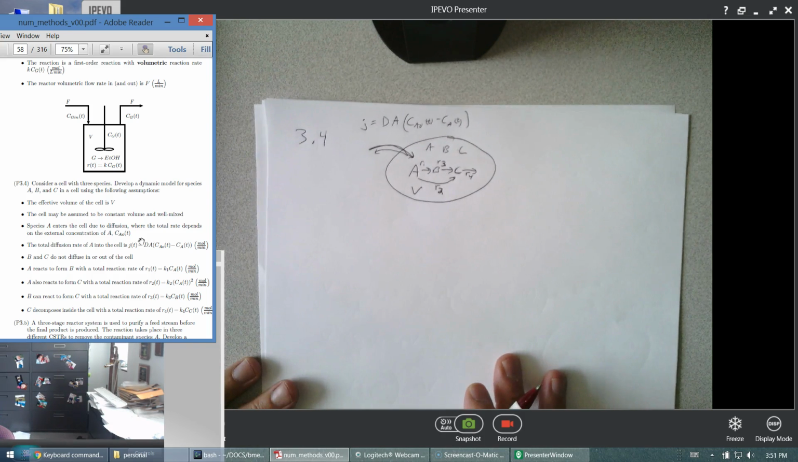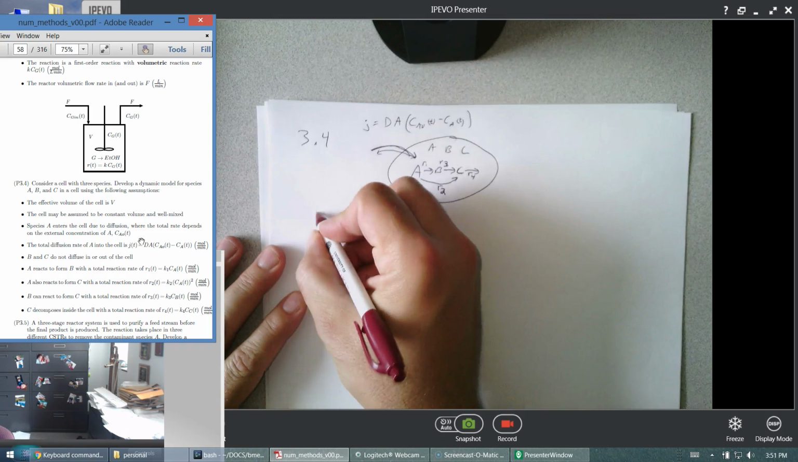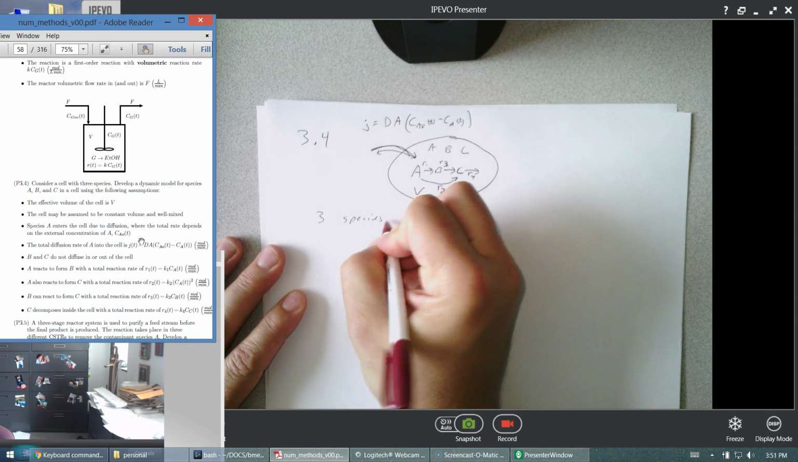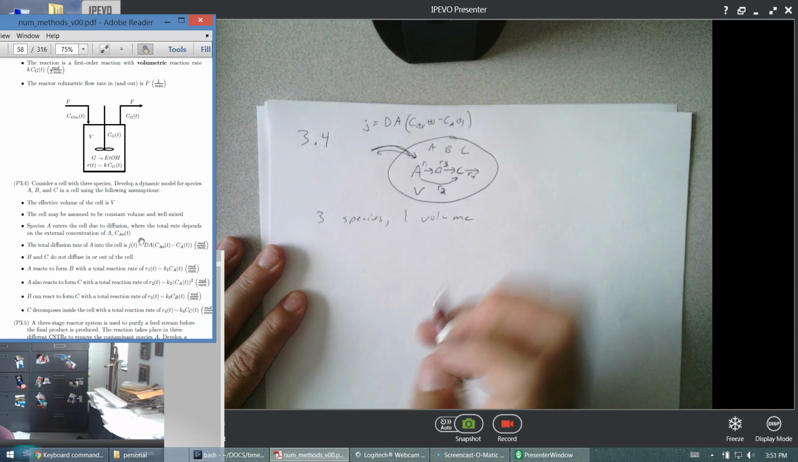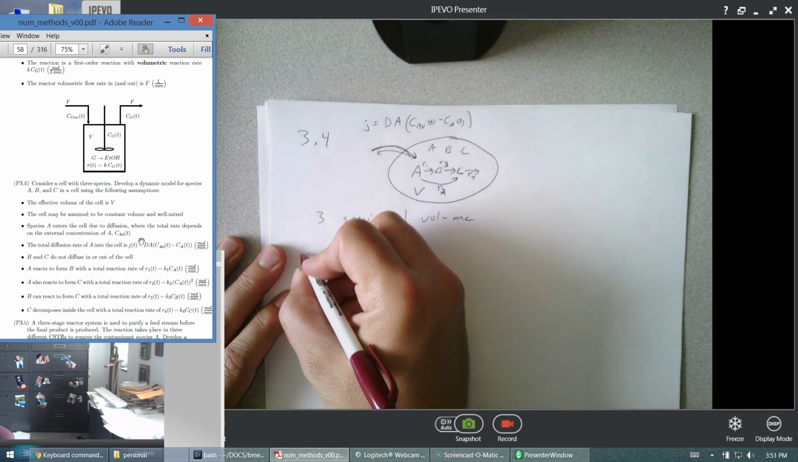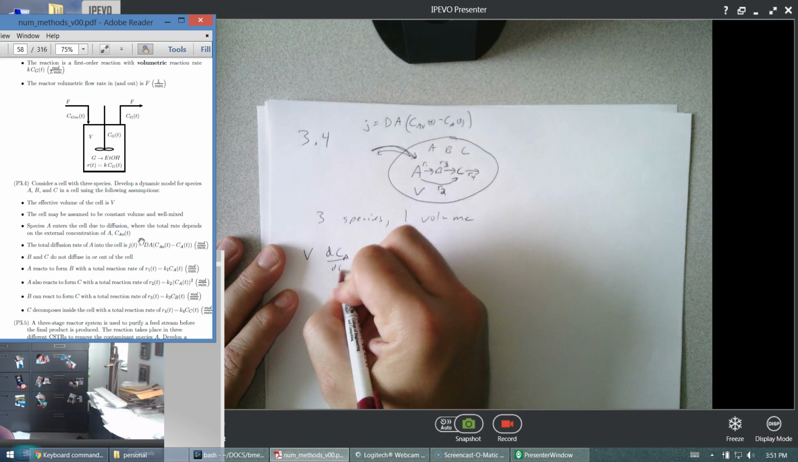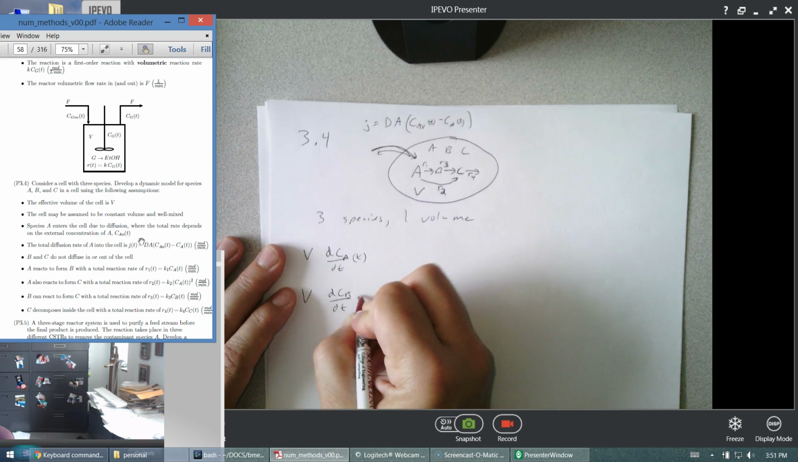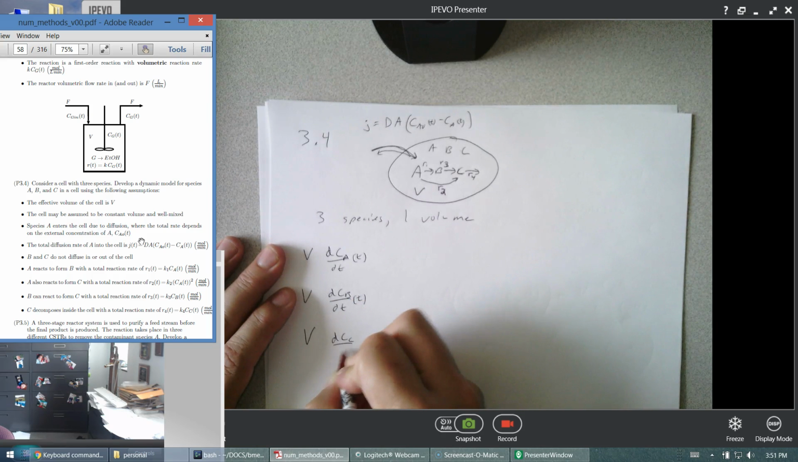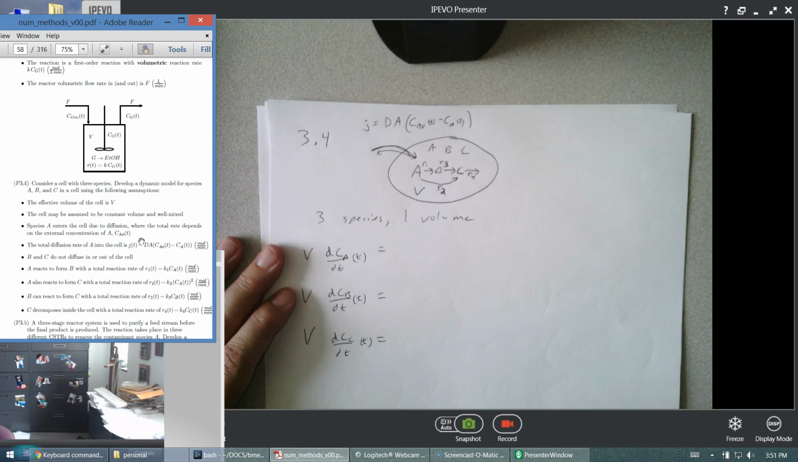All right. So we've got that part of the problem. We have nothing diffusing out of the cell, just A going in. We have 3 species, 1 volume. We're not going to model anything outside here. So our accumulation rates for the 3 species are going to be V dCA dt, V dCB dt, V dCC dt. And those should all be in units of moles per minute.